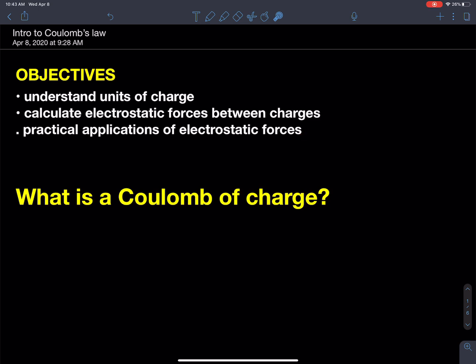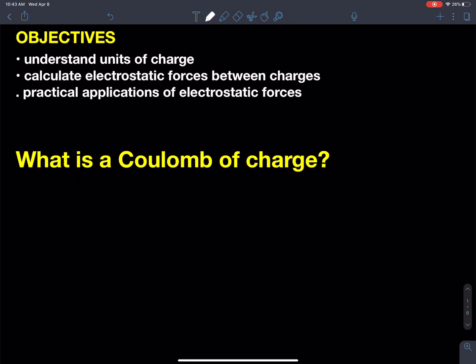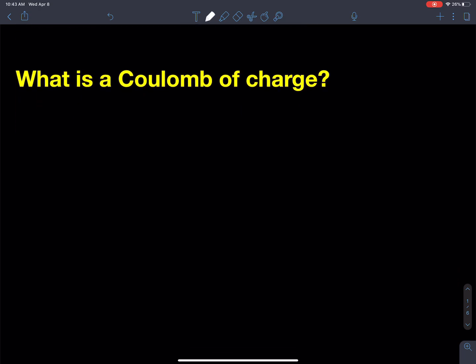First of all, when you see a problem or you read your Physics Classroom pages and they talk about charge and they say that something is charged with -1 coulombs, what exactly does that mean? In the last little talk that I gave you, we talked about charge-carrying particles, electrons and protons. Those are the particles that carry charge.